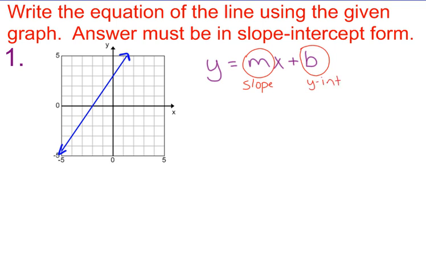Now, for this particular line, I think that I can find the y-intercept by just looking at the graph. Remember, the y-intercept is where the graph crosses the y-axis. I am noticing that right here is where it crosses. And I'm not going to try to trick you and be off by 0.01 or something. So this graph is crossing at 3. So my b is 3. What I need to do from here then is find the slope.